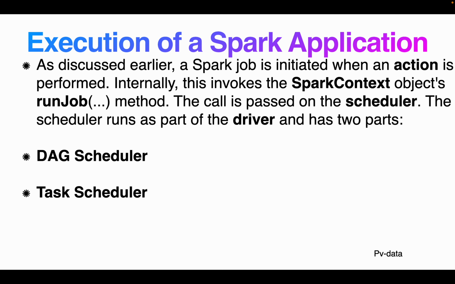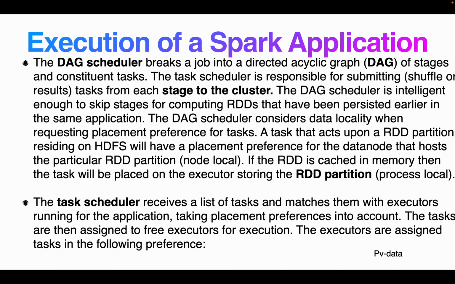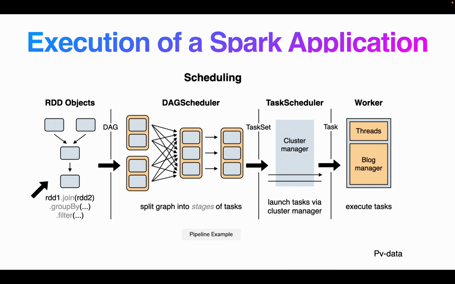In Spark, when we start Spark, we create a SparkContext object, and this context internally runs the job's method. This call is passed to the scheduler. The scheduler runs as part of the driver, and the driver has two components, the DAG scheduler and the task scheduler. The DAG scheduler breaks the job into a directed acyclic graph of stages. If you see, this is a stage of the directed acyclic graph in the DAG scheduler.